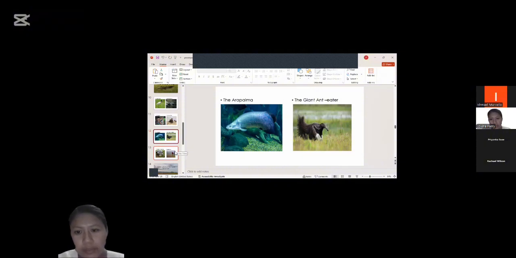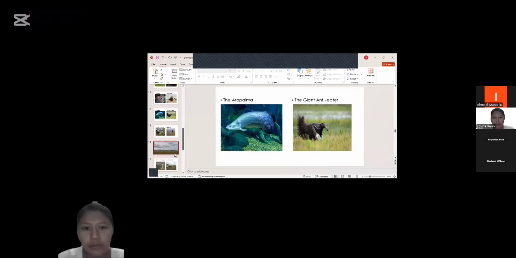Can you tell me what you think this giant anteater feeds on? What do you think it eats? I think it eats ants. Yes, it feeds on ants, right? So it's not a dangerous animal.